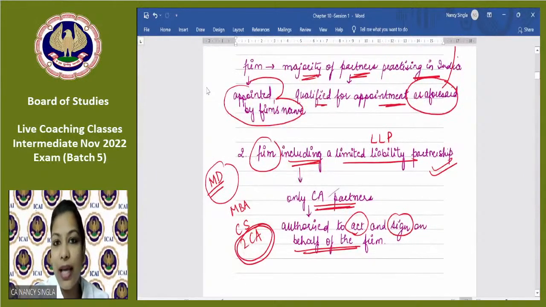So subsection 1 and subsection 2. So what was said in subsection 1? Only CA. Okay? And in case of a firm including LLP, then only the CA partner is authorized to act and sign on behalf of the firm. Clear?